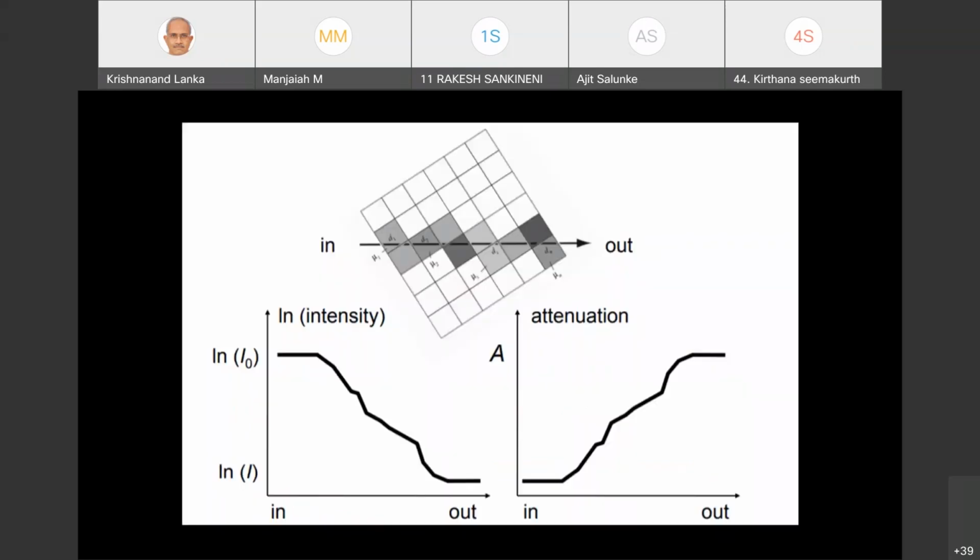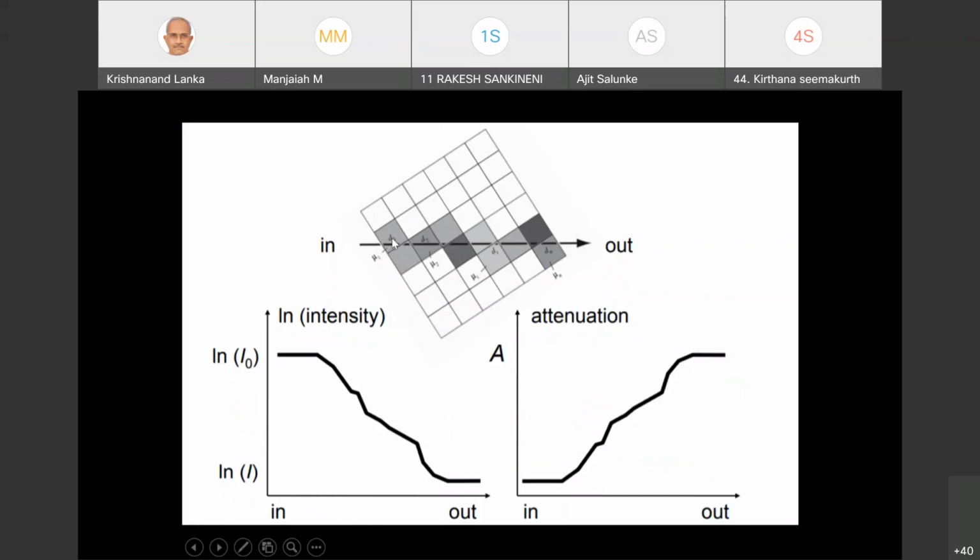So here, let us say this is the material through which the beam is going out. It is coming here and it is going out. So if you break this into a kind of pixel kind of stuff.